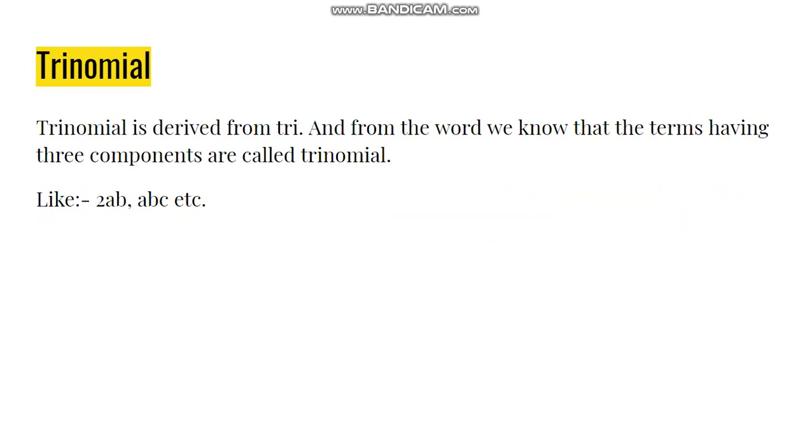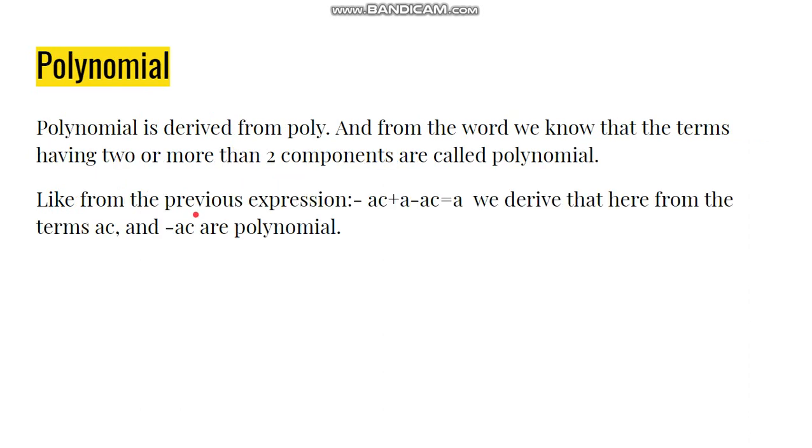Next we would go to number 3, which is trinomial. Trinomial is derived from the word tri, and from the word we know that the terms having three components are called trinomial, like 2AB, ABC, etc. Polynomial. Polynomial is derived from the word poly, and from the word we know that the terms having two or more than two components are called polynomial.